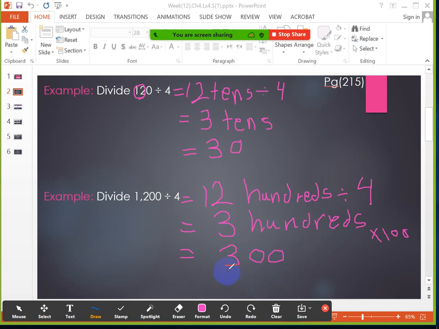And in the easiest way, you can forget the 2 zeros and divide 12 by 4. 12 divided by 4 equals 3. And I have to put 2 zeros next to the answer. So the answer will be 300. This is the answer for division. Okay?